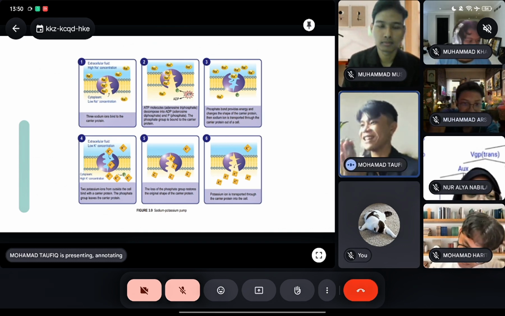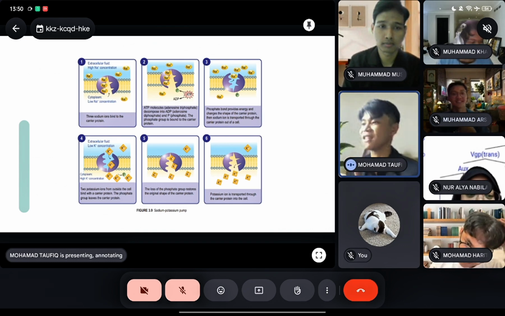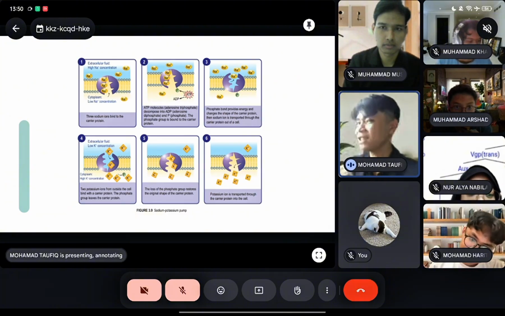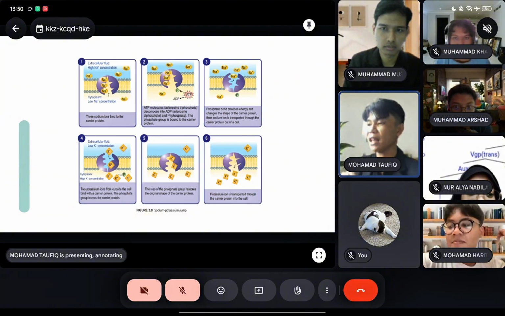Okay, now Arshad, the second difference. I mentioned it a lot of times. What is the second difference between active and passive transport?